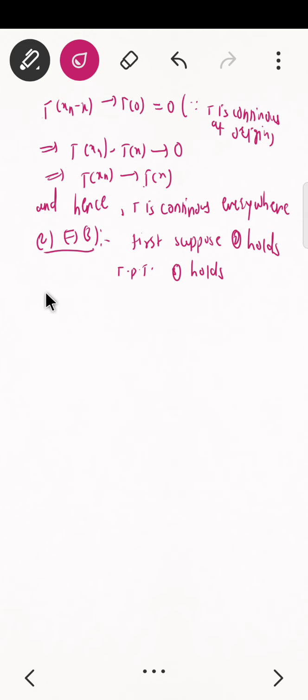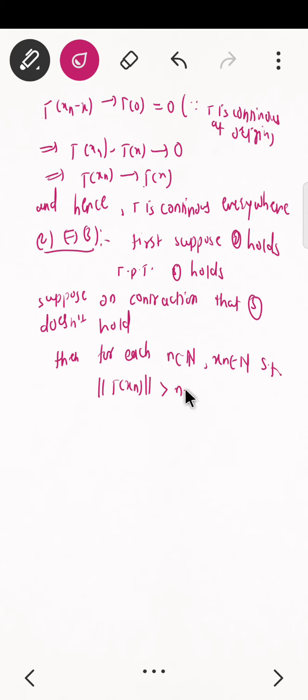Okay, so we suppose the contrary. We are going to prove the theorem by contradiction. Suppose, on the contrary, that 3 doesn't hold. What does 3 say? That there exists a non-negative real number k with the property that norm of T of x is less than or equal to k times norm x for each x belonging to N.